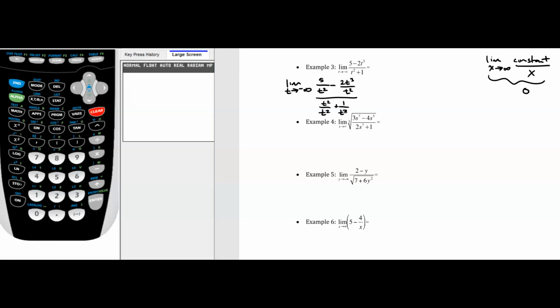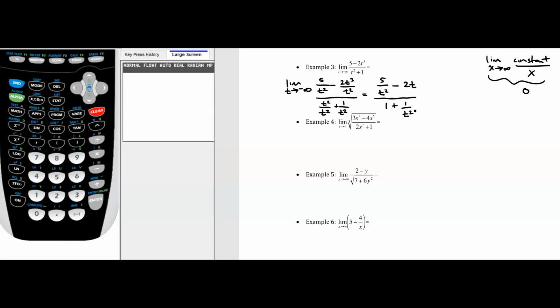And so you can see that we can simplify this a little bit. This is going to be 5 over t squared minus, that would be 2t. Do you see how the t cubed would cancel with the t squared and just leave you a t? So 5 over t squared minus 2t, all over 1 plus 1 over t squared.